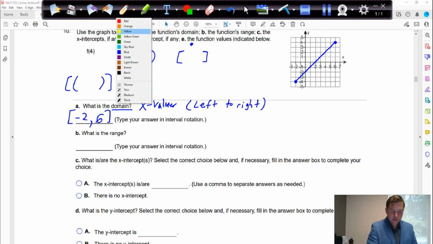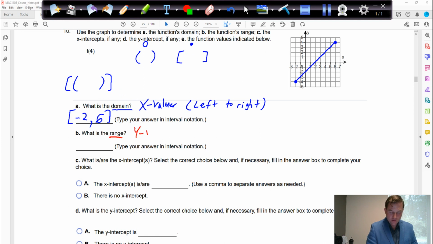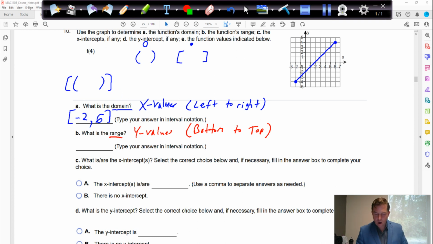Okay, let's look at the range. The range is the y values. So you're going to go from the bottom of the graph, let's actually write bottom to top. You're going to go from the bottom of the graph to the top of the graph. So we say, okay, and we're only considering y values now. So what's the bottommost point? It's right there. What's its y value? Minus 4.